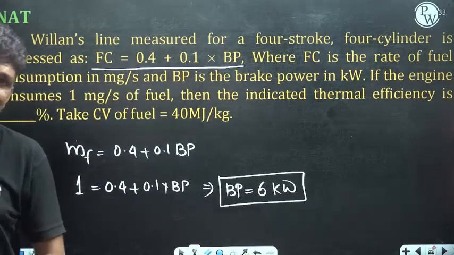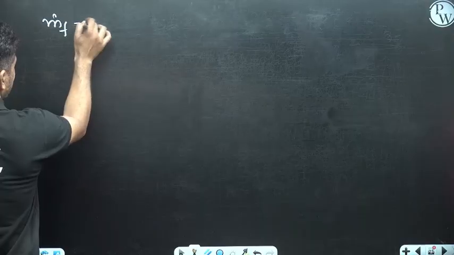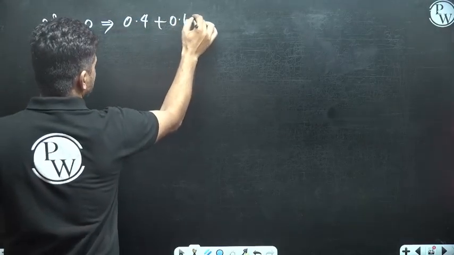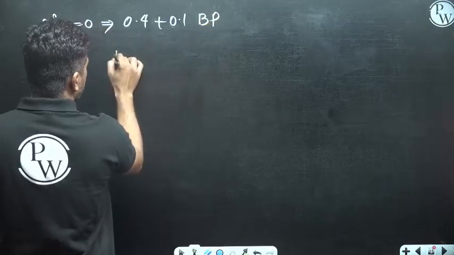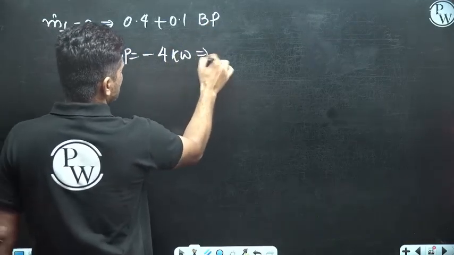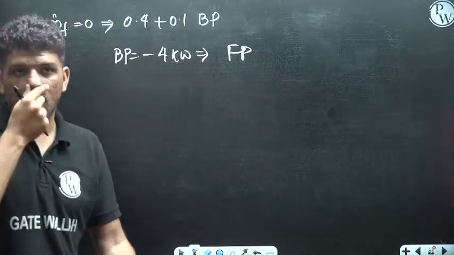What is the frictional power? To calculate the frictional power, the Williams line test says that m dot f is equal to 0. When m dot f is equal to 0, that means 0.4 plus 0.1 multiplied by brake power. So brake power will be equal to minus 4 kilowatt, and this is your frictional power. So frictional power is your 4 kilowatt.